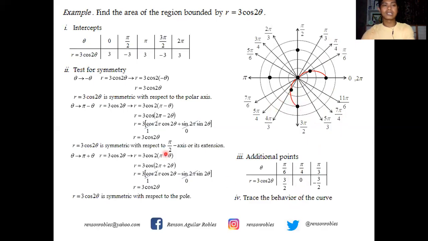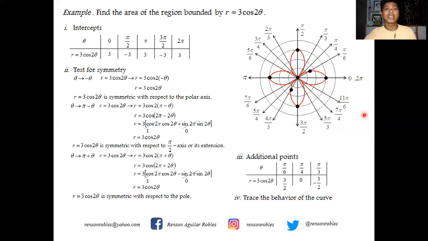It will go to 4 pi over 3, and then to 3 pi over 2. And since this is symmetric with respect to the polar axis, we will have an image here. And this will have a reflection here. And since this is symmetric with respect to the pi over 2 axis, these two curves will have a reflection on the right side. And finally, this petal will have a reflection on the left side. And that completes the 4-leaf rose r equals 3 cosine 2 theta.